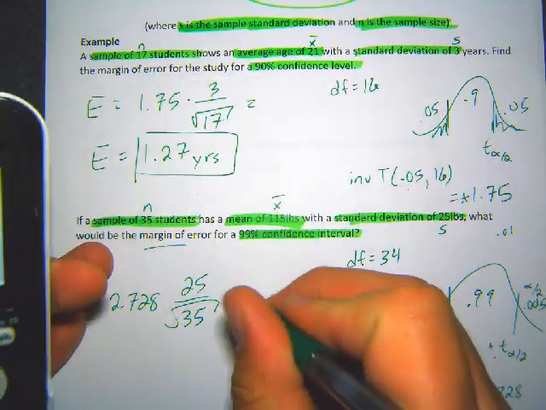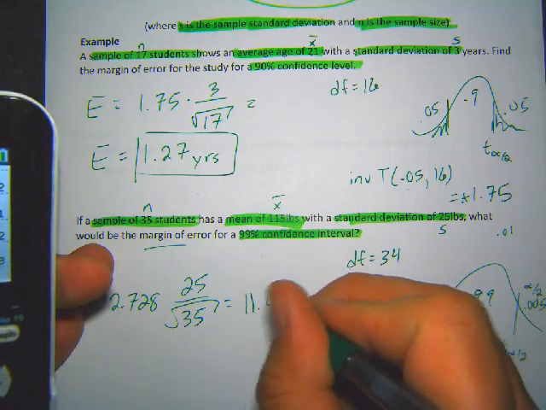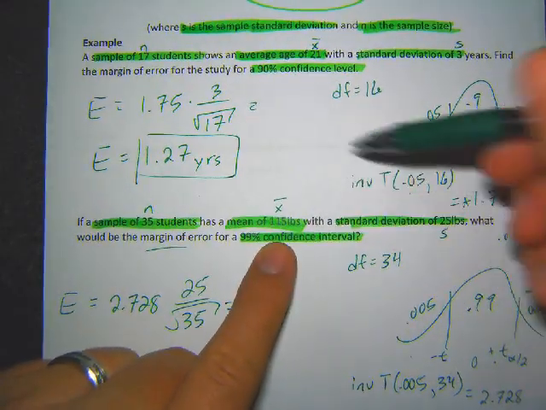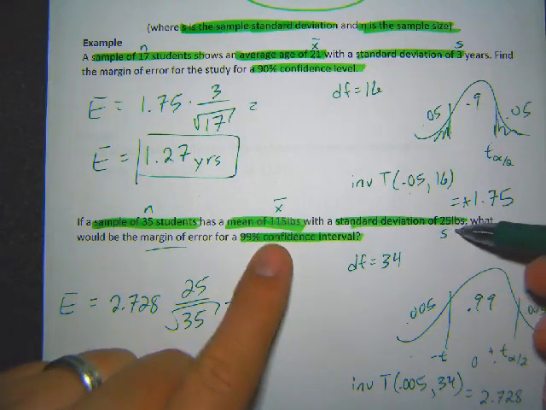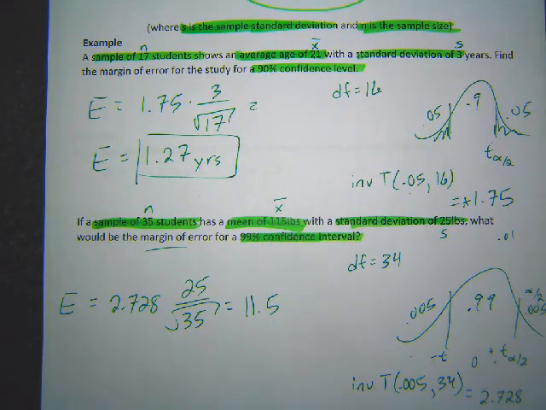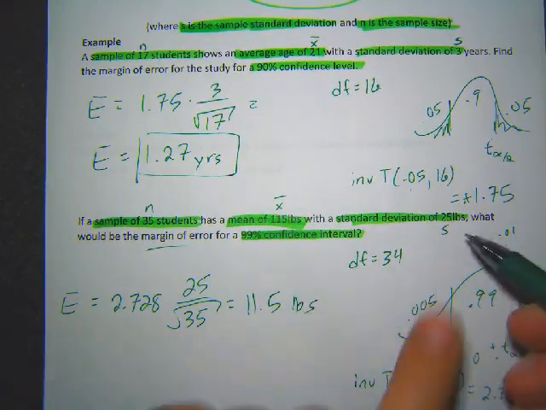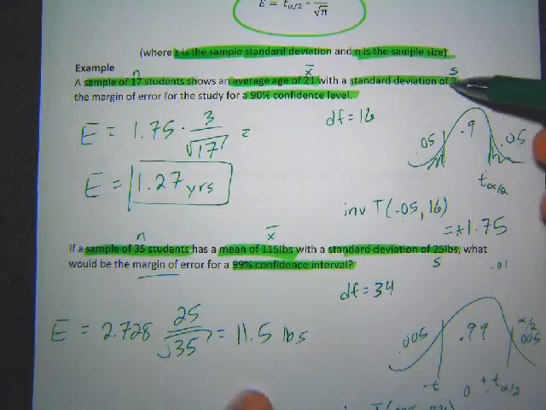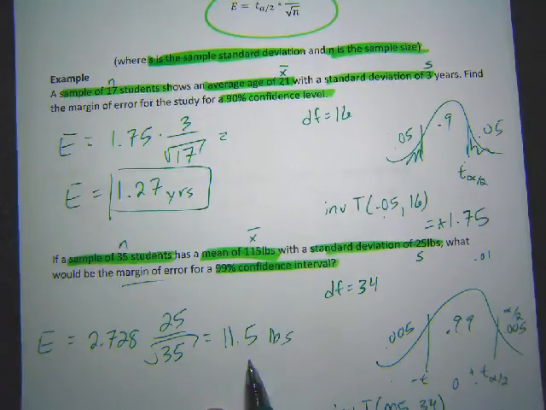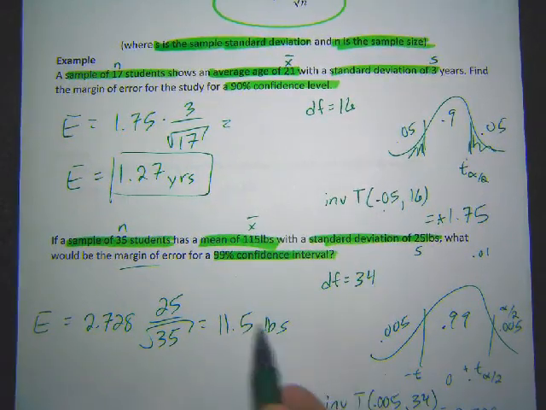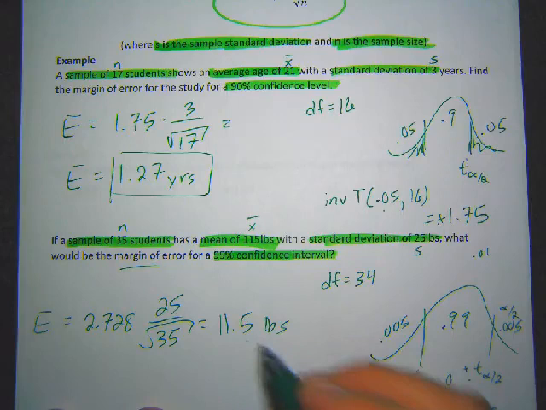The margin of error for this one is actually 11.5. It's a way bigger margin of error, but you notice that the mean here is 115 and the standard deviation is 25, so we have a lot bigger spread here. Even though this is a lot bigger margin of error, it's not that big of a deal, because now we're talking about pounds, not years. We're talking about a 25-pound spread versus a 3-year spread. So this looks like it's a lot worse, but it's probably not that bad when your standard deviation is 25. This is a lot smaller than that.